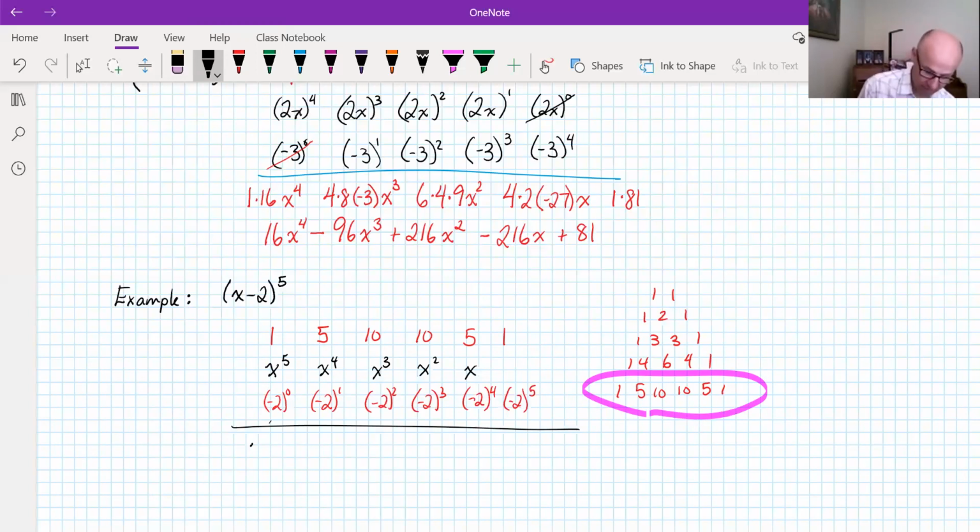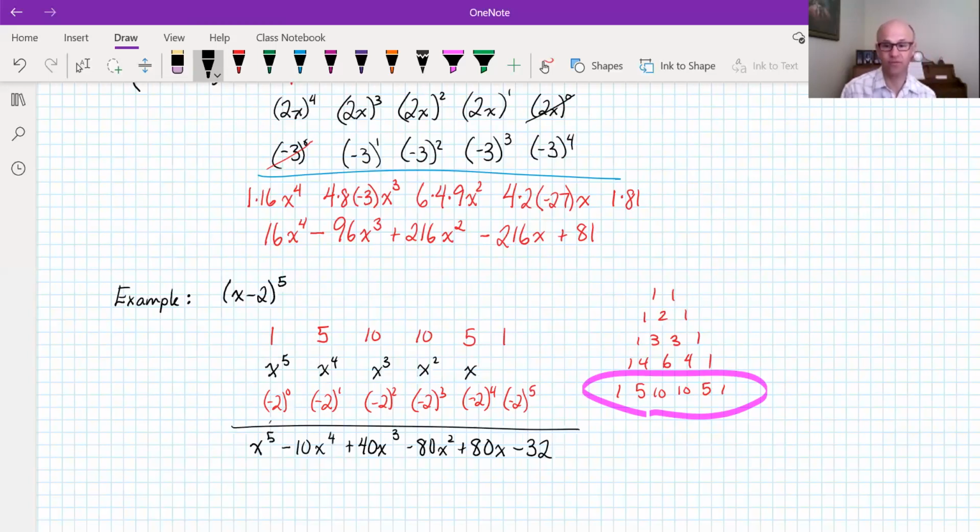x to the 5, negative 2 times 5 in the next column is negative 10, x to the 4. Negative 2 squared is 4 times 10 is plus 40, x cubed. Negative 2 cubed is negative 8 times 10 is negative 80, x squared. Negative 2 to the 4 is 16 times 5 is 80, x. And negative 2 to the 5 is a negative 32. A nice quickly expanded binomial.